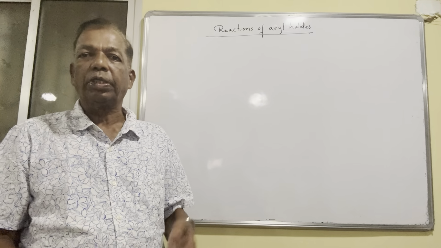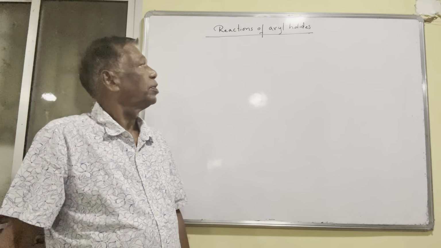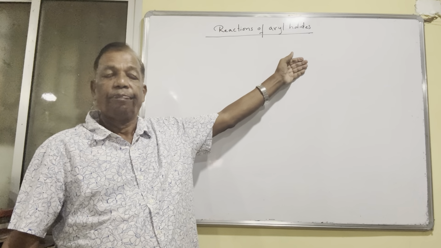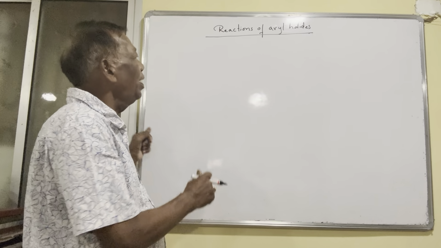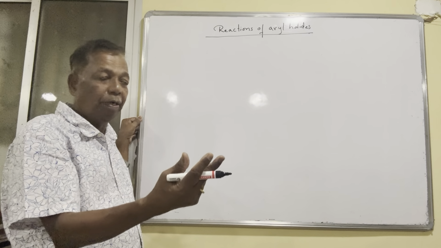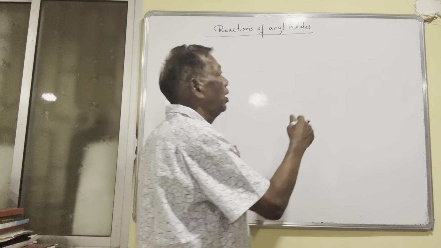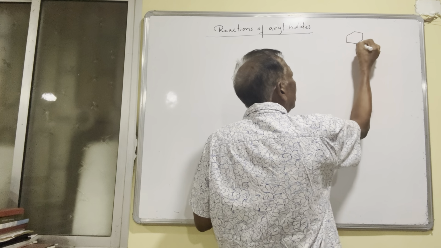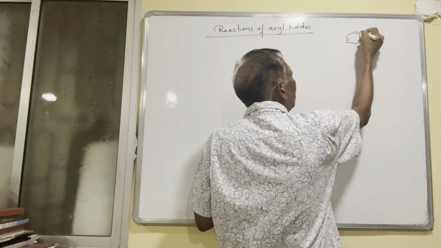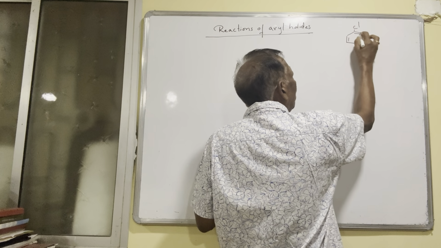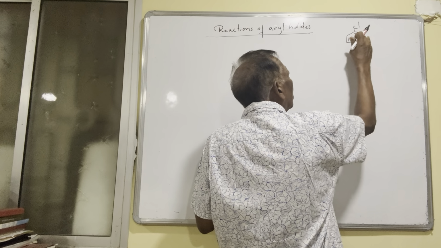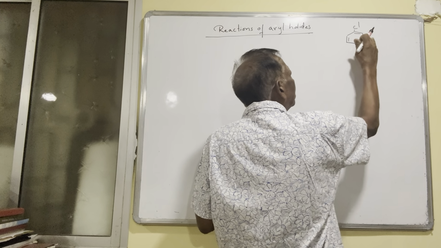Now, coming to this video, let us discuss the reactions of aryl halide. So here, aryl halide versus alkyl halide. Please remember aryl halide and alkyl halide. Suppose you have a compound like this. Let's take the example of an aryl halide, which is chlorine. This is called chlorobenzene.